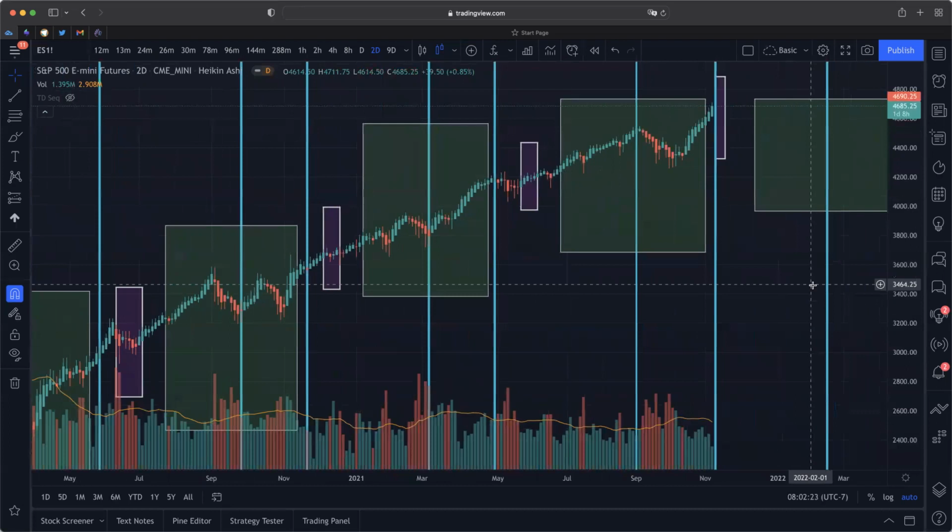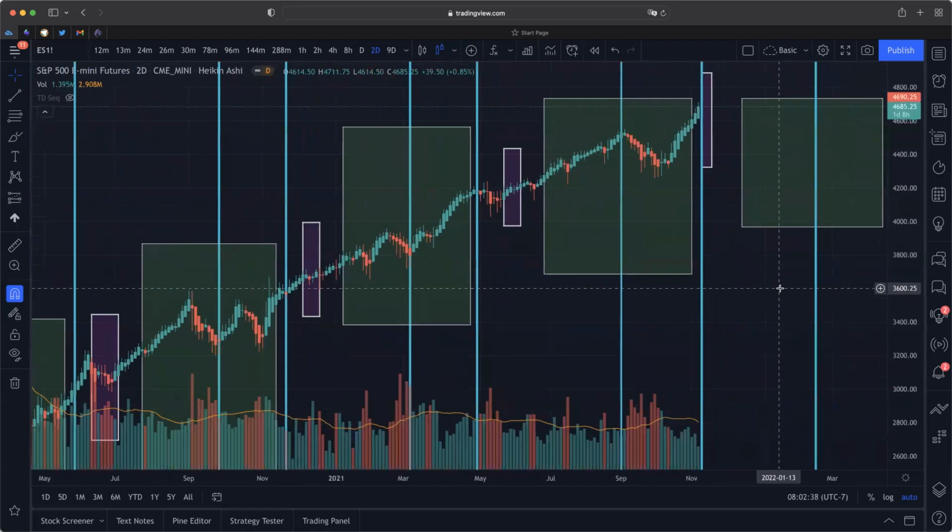Now, if we look ahead, this is where it gets really interesting. You'll notice the midline. Sometimes it indicates tops, sometimes it indicates bottoms. And we've got a midline out here in February 15th, okay? So that is likely going to be a change in trend. I can't tell from this if it's going to be a top or a bottom.